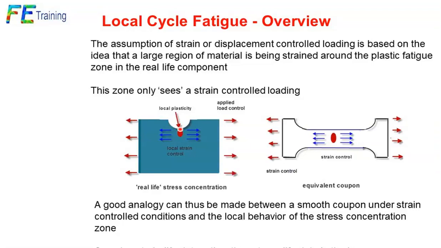Now, Neuber's theory assumes it's a local tiny region around that inclusion that we're talking about, which is going to be growing. It's not a big region of plasticity. It's a very local region of plasticity.